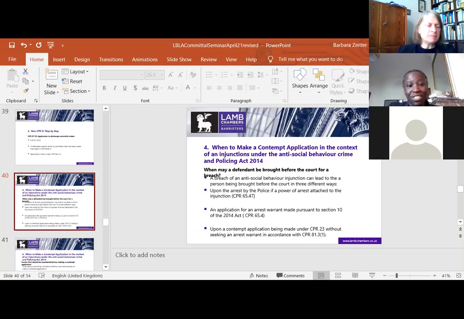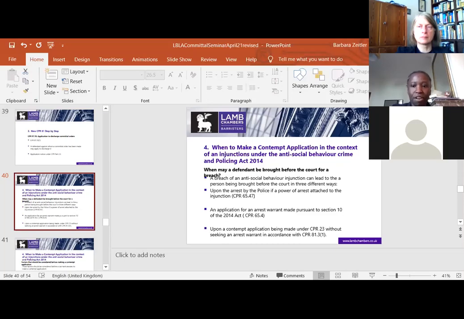Well, a breach, really, I'm going to focus in this section of the seminar on breaches of antisocial behaviour injunctions in particular. And in relation to that type of breach of an injunction, an individual can be brought before the court in 3 different ways. First, upon the arrest by the police, if there has been a breach of an antisocial behavioural injunction where a power of arrest has been attached. And that individual then can be pursued under CPR 65.47.